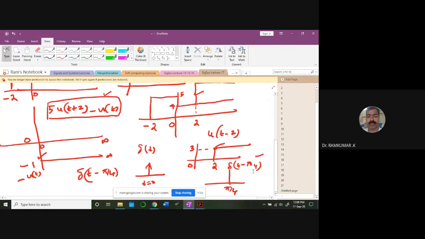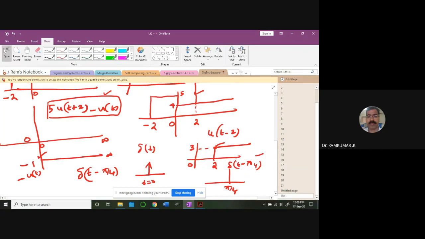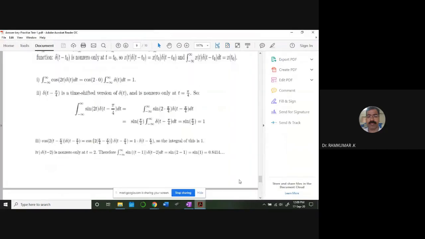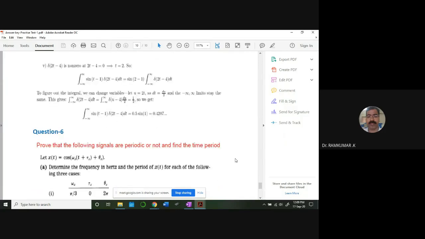Okay, so then you multiply this with sine. What happens? You're going to get only that pi by 4 signal out. Time shifting. Okay. Sine 2t is there. You have to plug in for t pi by 4. You're going to get sine pi by 2 out. Okay, this integral is going to be equal to 1. Therefore, sine pi by 2 is going to be... sine pi by 2, you know what is sine pi by 2? Sine 90 degrees is what? 1. That's all. Okay, the same manner you can work out all these problems.